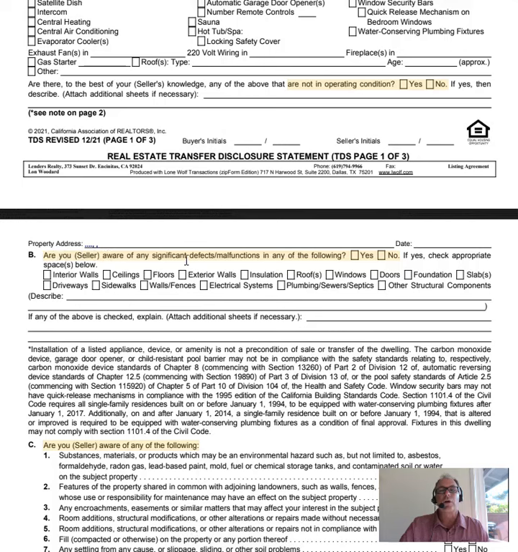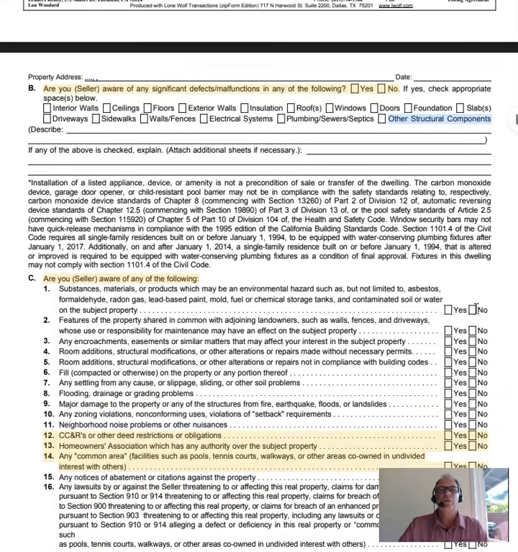Next question: are you aware of any significant malfunctions of the following? Yes or no? Interior walls, ceilings, exterior walls, roof. So if you have a roof problem and leaks, you want to put yes, and roof leaks, or anything else on here: fences, sidewalks, other structural components. So if there's something weird going on with your house and there isn't a specific question, there are a couple places that are catch-all questions to make sure you answer that.